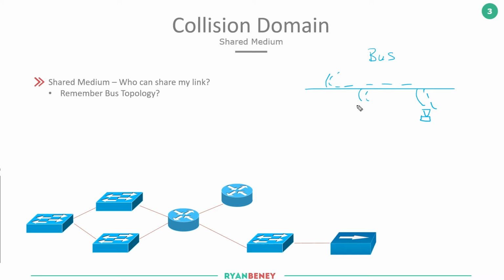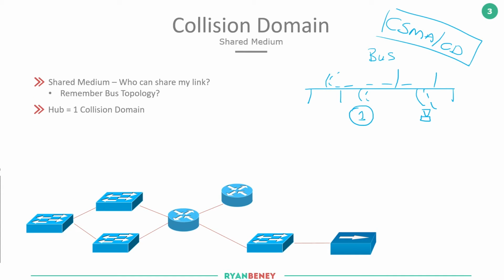But the problem here is only one device can communicate at a given time. So if we had 100 PCs connecting on this particular wire, obviously there'd be problems with the network because only one of those devices can communicate at one given time. And then the Ethernet extension which allows us to accommodate for this is CSMA/CD, which we'll get onto in a moment. So a few things to keep in mind with collision domains.